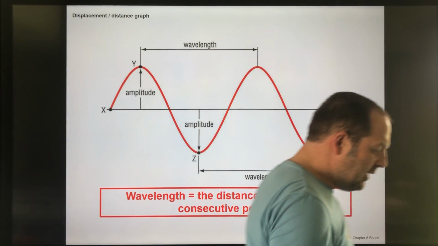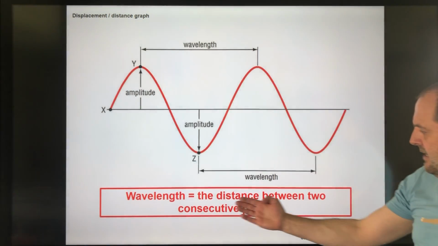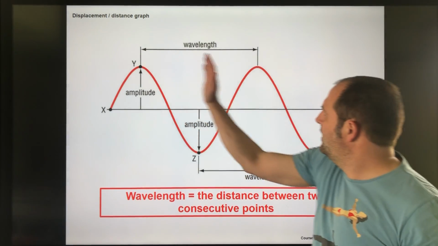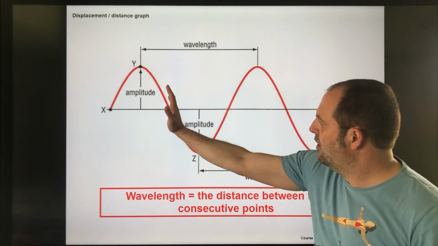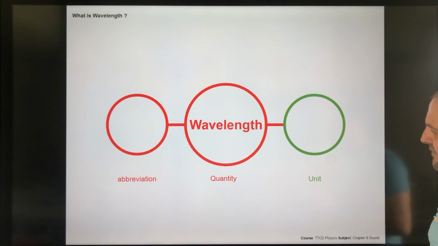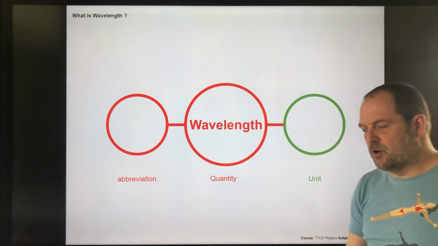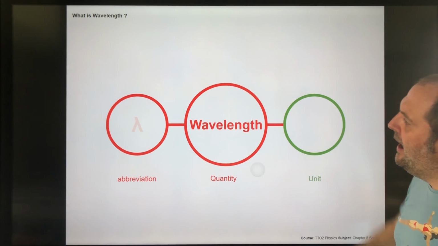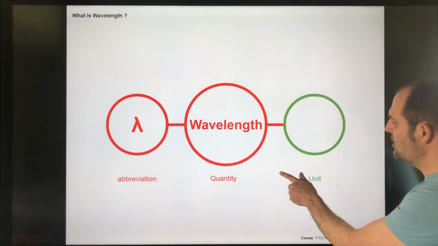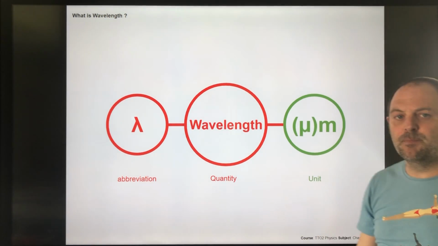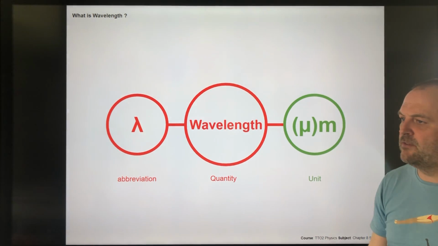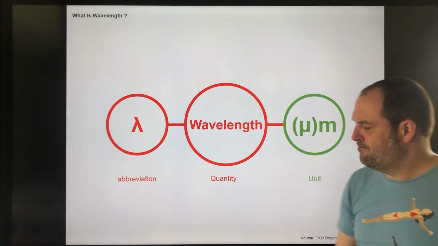So the wavelength is actually this. It's the distance between two consecutive points. It doesn't matter if you start over here and end up over here. You can also start over here and end up over here. That is called the wavelength. Lambda is the symbol for wavelength. The standard unit for wavelength is meters, but believe me, sound waves are extremely small, so sometimes we talk about nanometers or something like that.